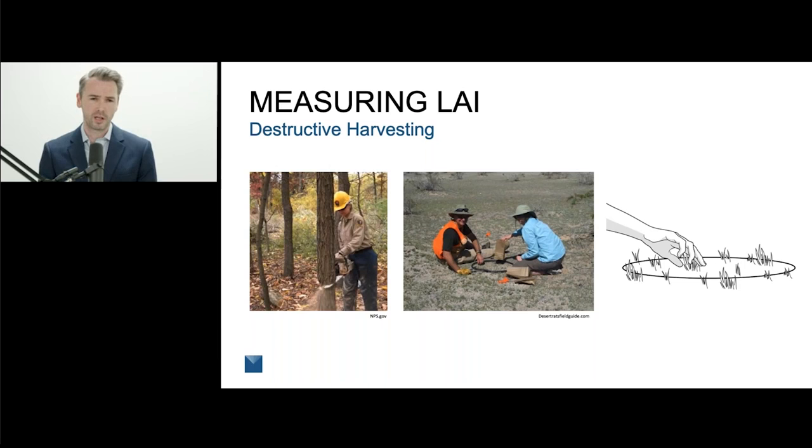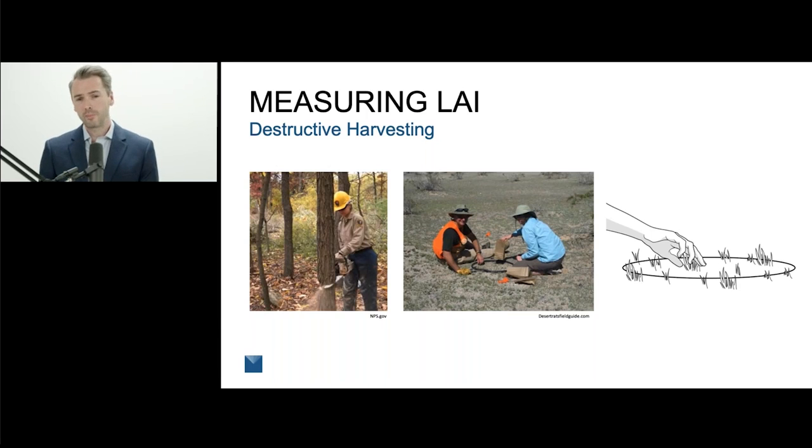The first one that I want to talk about is destructive harvesting, which you can probably tell what it is just from the name. This is when you are collecting the leaves from your canopy to count and measure later. This can be as extreme as cutting down a tree, as you see in this picture on the left, collecting all the leaves and analyzing them back in your lab. In many cases, this is probably not what I would recommend. If you were in a tall forest canopy, there's probably easier, less time-consuming ways.